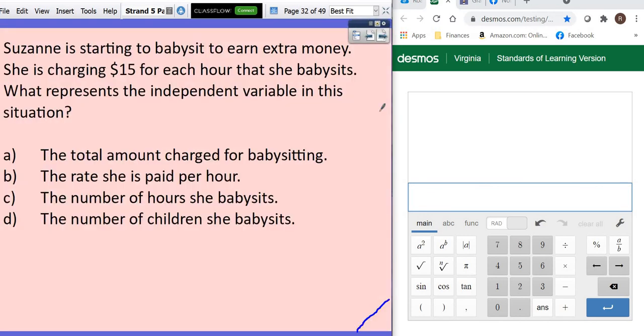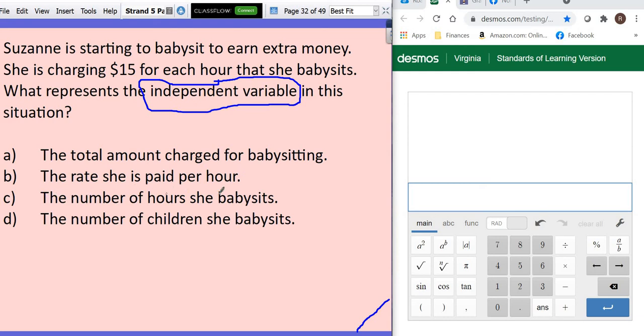All right, let's see what else we have. Suzanne is starting to babysit to earn extra money. She is charging $15 for each hour that she babysits. What represents the independent variable in this situation? Well, the independent variable is what you can control. So can you control the total amount charged? Not really. Can you control the rate she is paid for per hour? Yeah, you can control that, but let's keep reading.